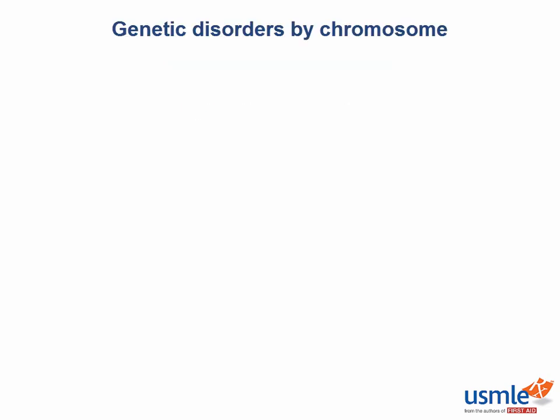Knowing which chromosomes have mutations that can cause certain genetic diseases can be pretty helpful for the Step 1. They'll often describe a patient and then say that there is a mutation on a particular chromosome, and usually you'll have a pretty good sense of what the disease is from the description, but if you know the chromosome also, then the question can change from a hard one to an easy one.